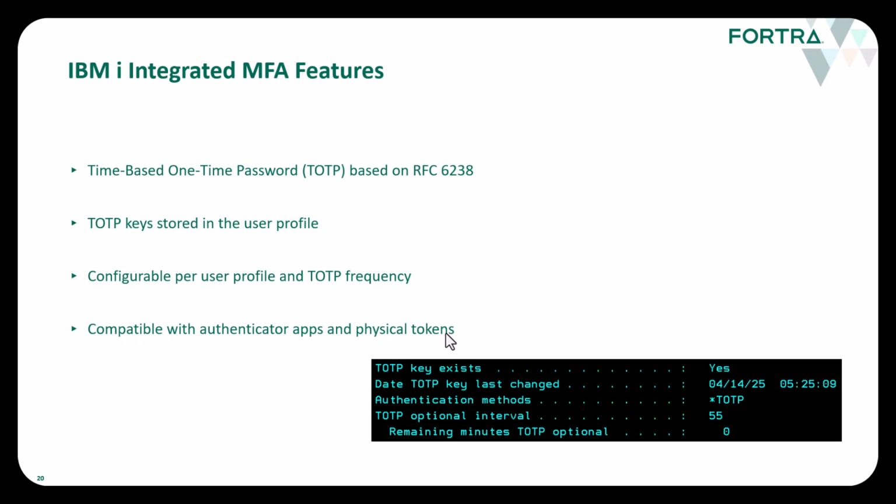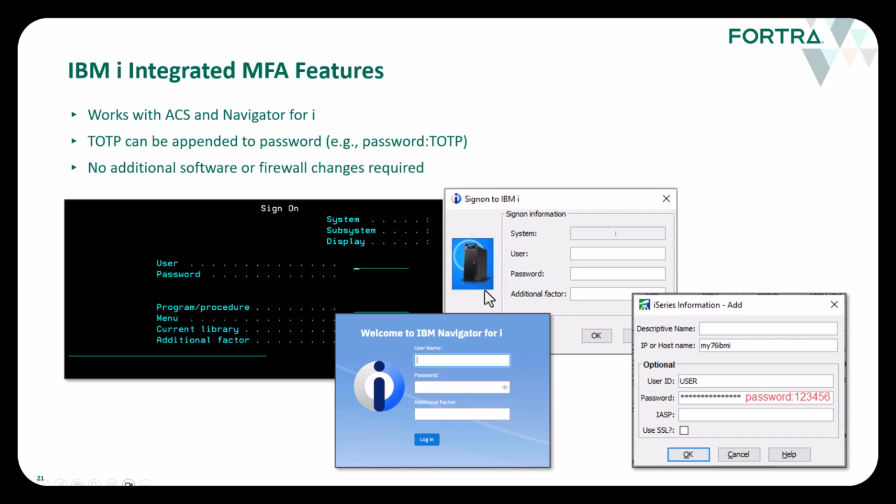And it's going to be compatible with physical tokens as well as authenticator apps. So this goes back to the familiar technologies for the end users. They're going to be able to use their authenticator apps to generate those rolling codes and connect to the system. It is going to work with ACS and Navigator for i. So any technology that's shipped by IBM, you're going to be able to easily have that added.